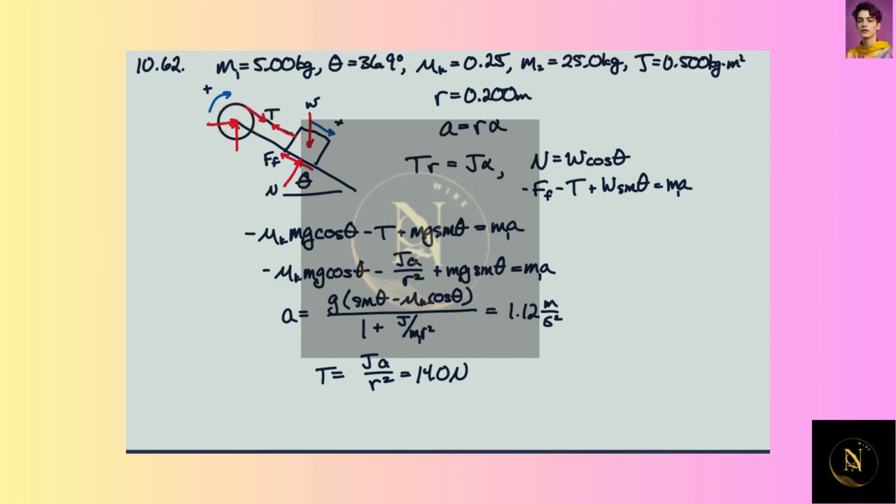So T here creates a positive torque, T times R. So it's always perpendicular. And then that equals J times alpha, the angular acceleration of this pulley.